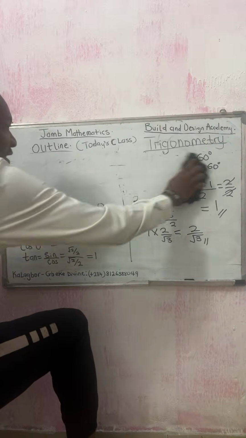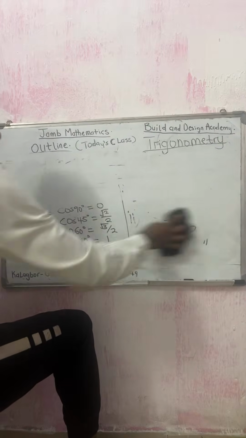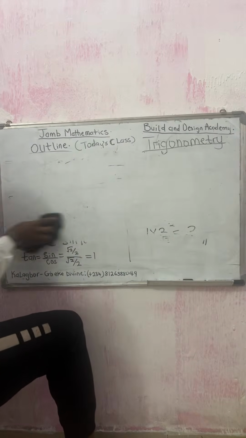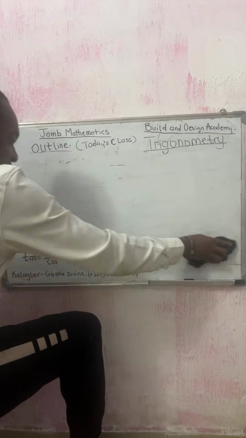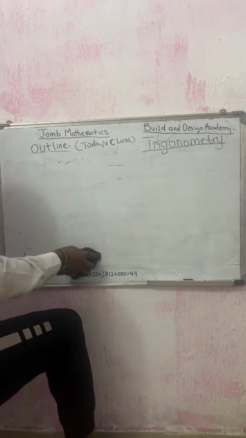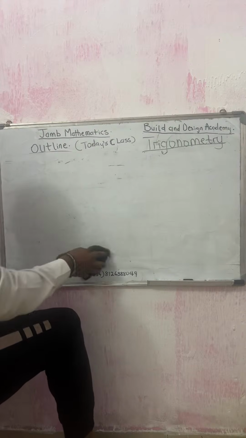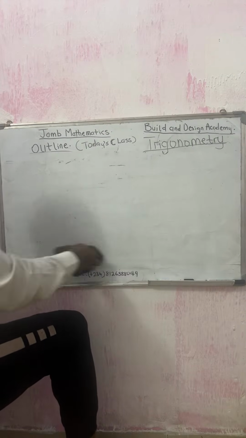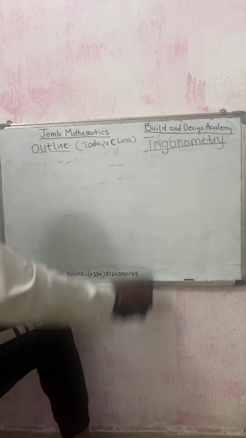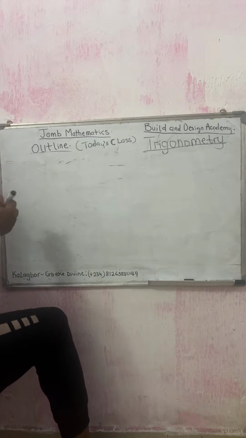We are done with special angles. Just look at it, read it over and over again. It's self-explanatory. It is not rocket science. It's not going to be that hard. When we get to the hard one, I'll tell you so you calm down and also understand. So let's move on.